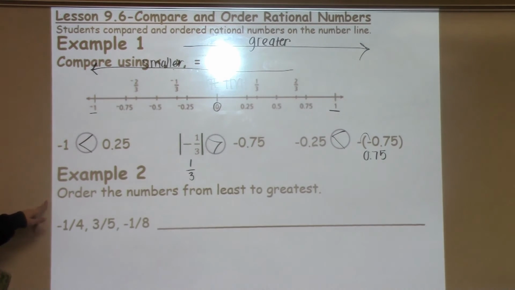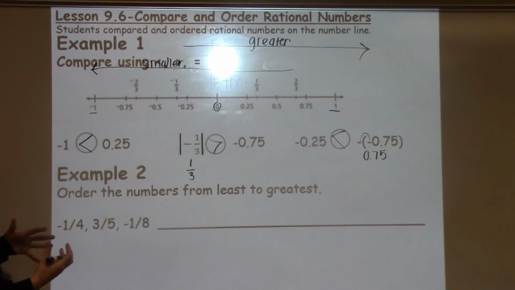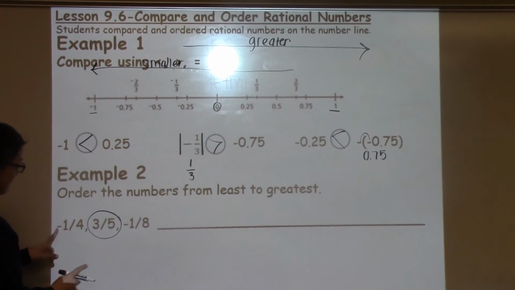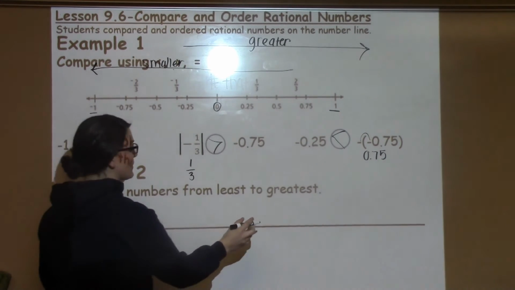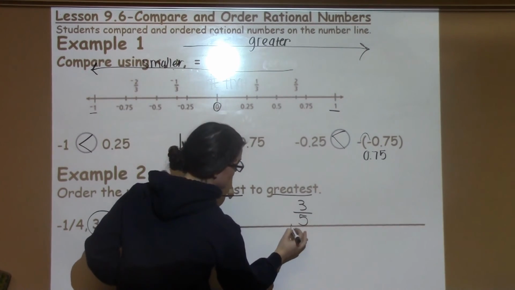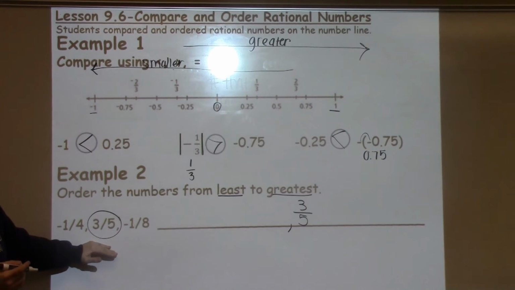All right, in the last example it says, order the numbers from least to greatest. So again, we always encourage students to look for, do you have one positive that's sticking out that you can automatically put at one end of your number line? And in this case I do. My 3/5 is a positive number, the other two are negative. So I know if I'm going from least to greatest, I want my 3/5 to be the last number in my number line because it's definitely the largest since it is the only positive number.